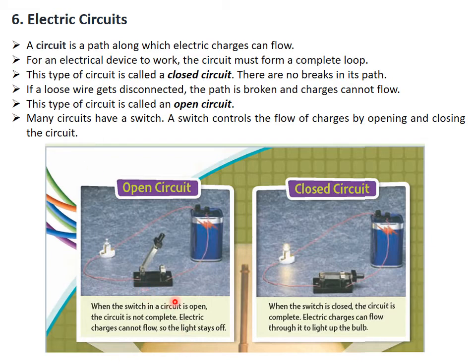When the switch in a circuit is open, the circuit is not complete. Electric charges cannot flow, so the light stays off. When the switch is closed, the circuit is complete. Electric charges can flow through it to light up the bulb.